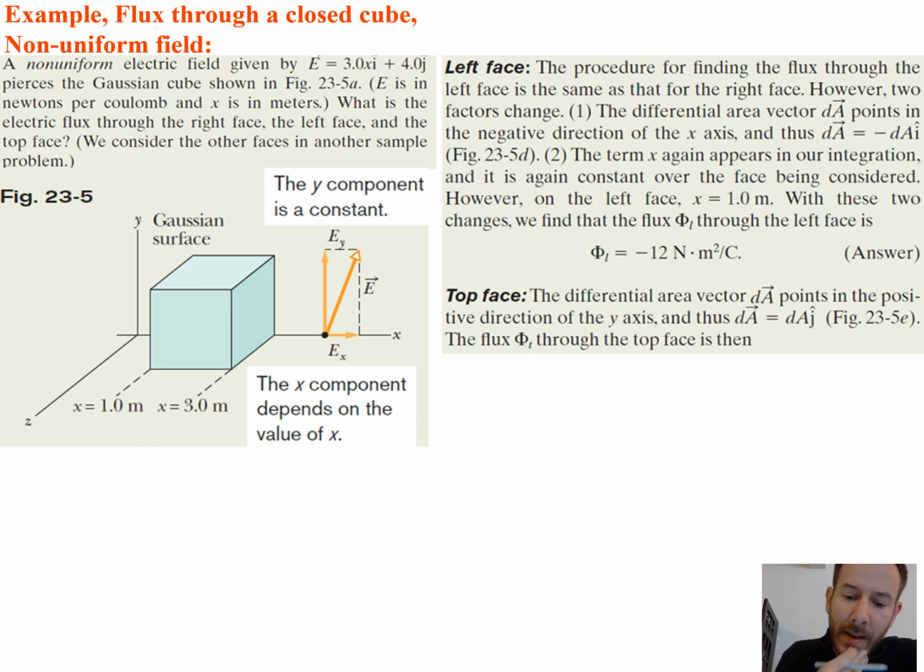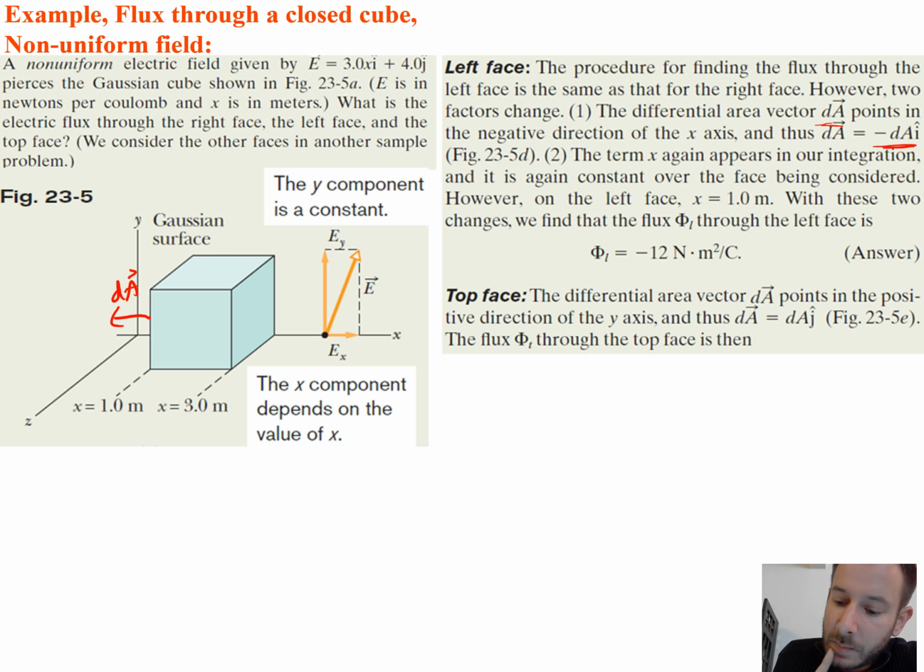Now, if we wanted to do the left face of the cube, the procedure is going to be similar, but a couple things are going to change. So first, the differential area vector dA is now pointing in the negative x direction. So we're talking about this face over here. So our dA is actually going to be in that direction. Can't quite see it, but it's the face hiding over there. So dA is going to be negative dA i. Right, so you end up with a negative sign there.